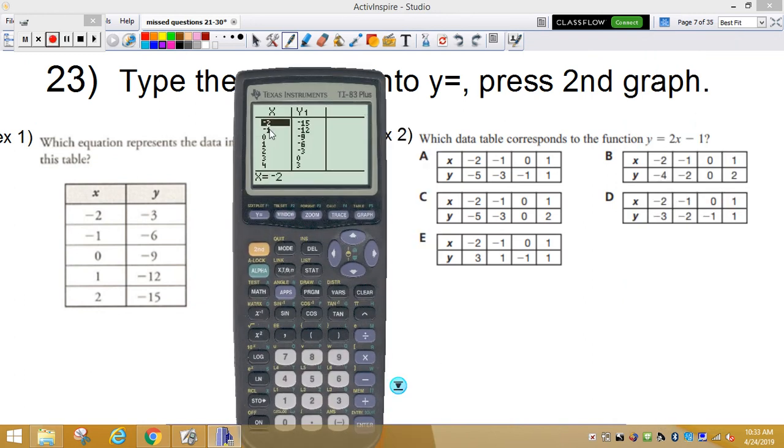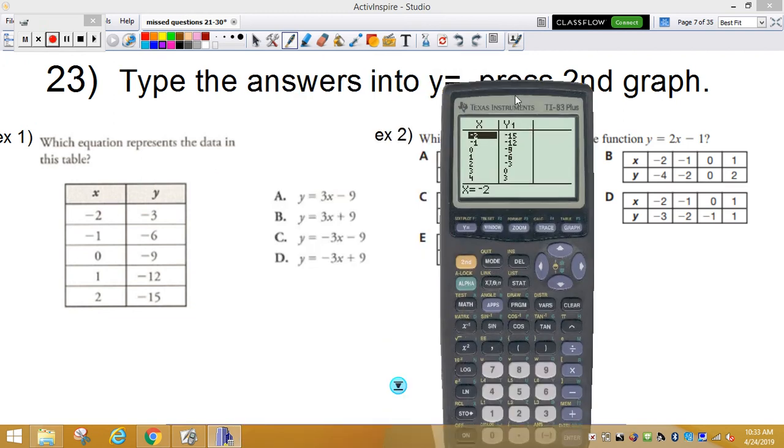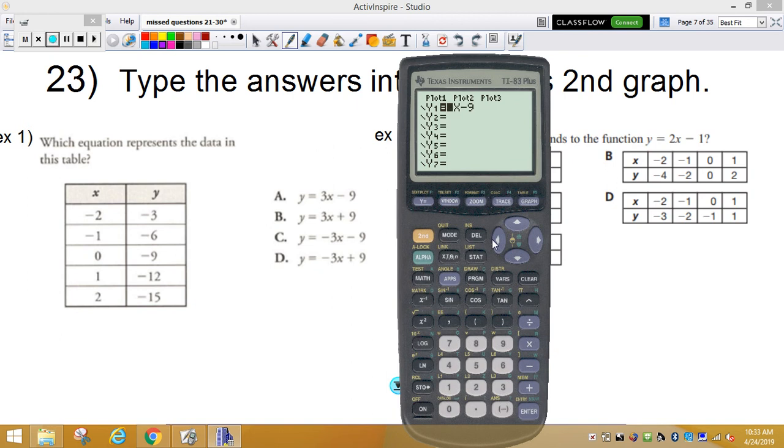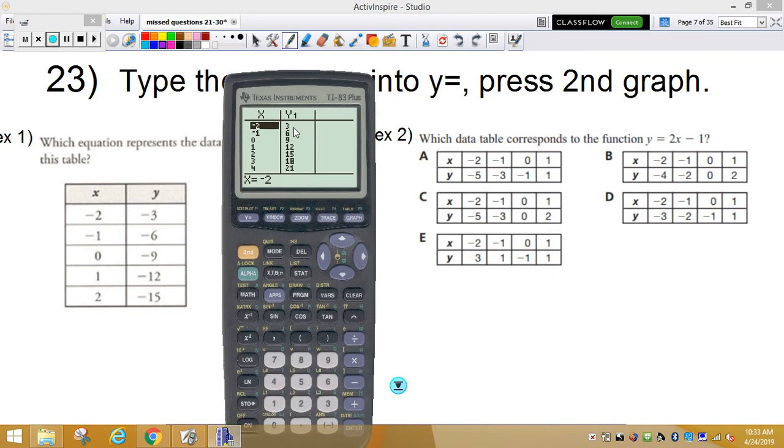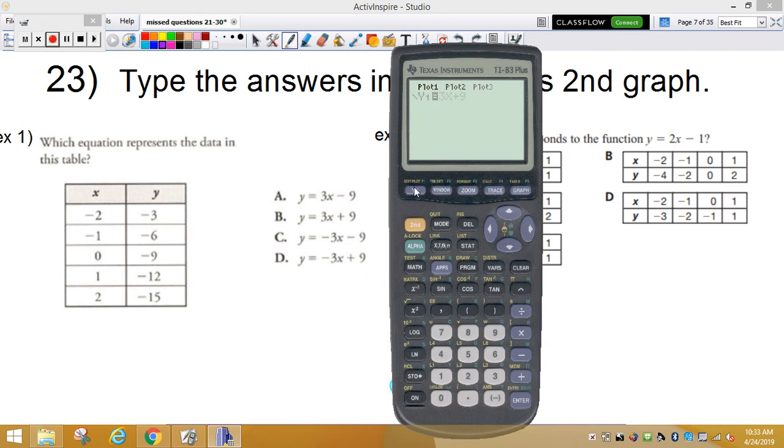So I'm going to go up. It says -2, -15. Well, this says -2, -3, so I know that's not right. So I'm going to try B. B says 3x plus 9. This says -2, +3. Well, I want -2, -3. So B is not right.